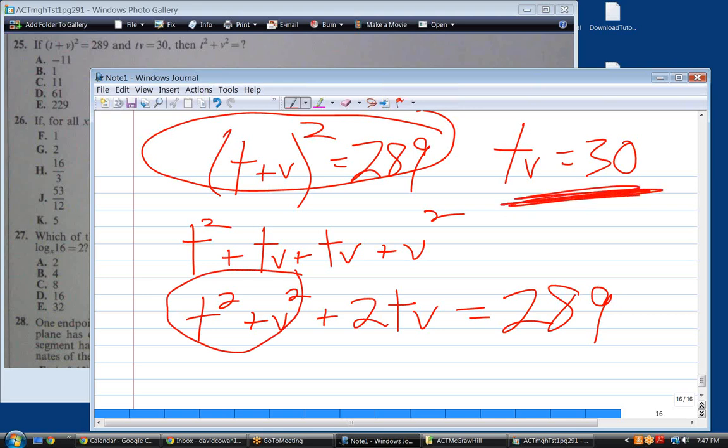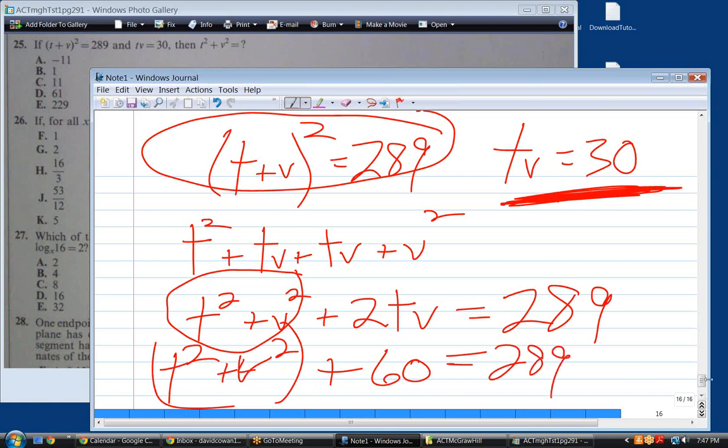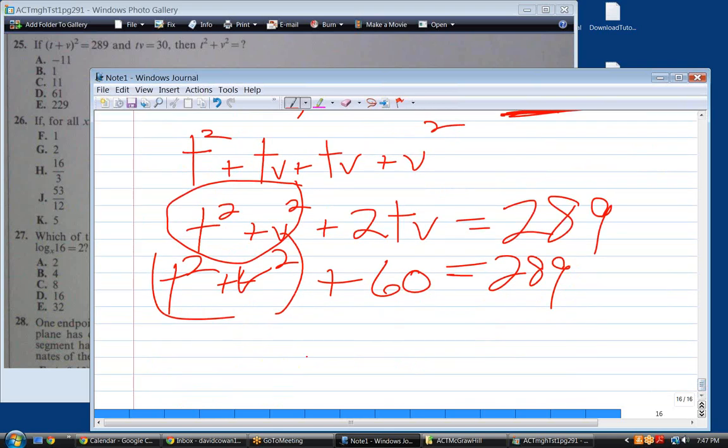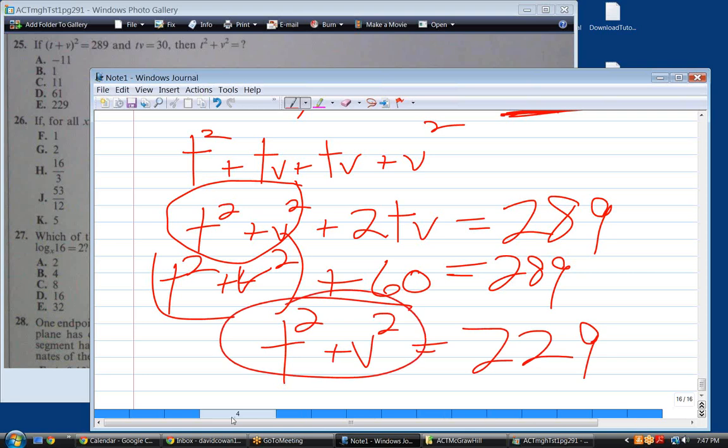So now what do we need? tv equals 30. So that'd be 2 times 30. So I'm going to add 60 to my t squared plus v squared. That's equal to 289. And then you subtract 60 from both sides. So now t squared plus v squared equals 229. That's what they were asking about, was t squared plus v squared. Oh, okay. There we go.